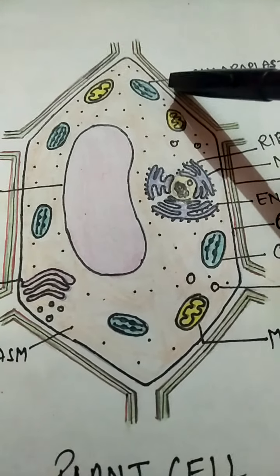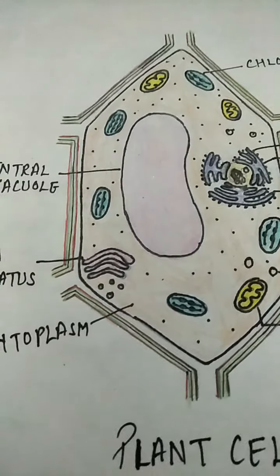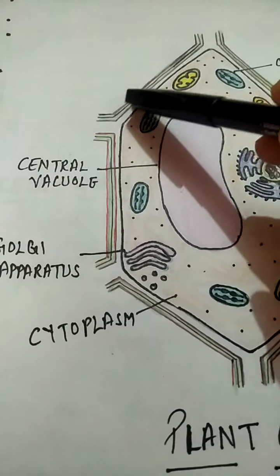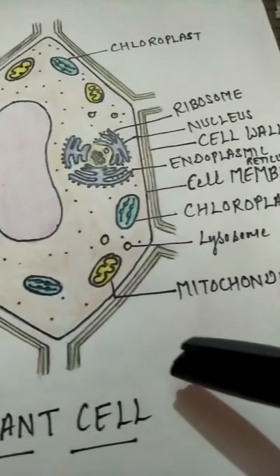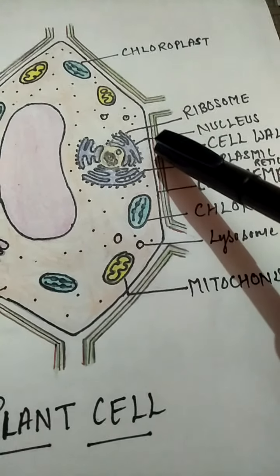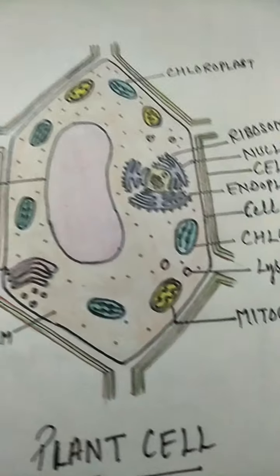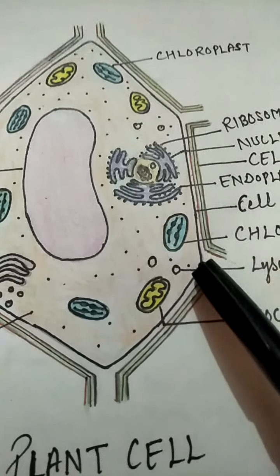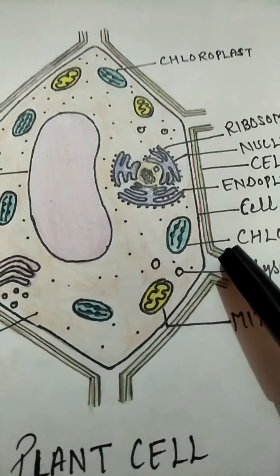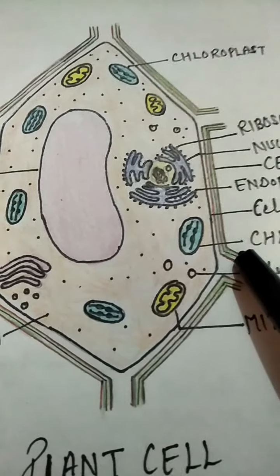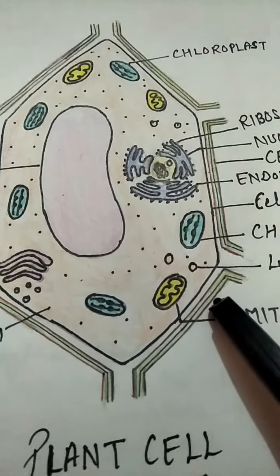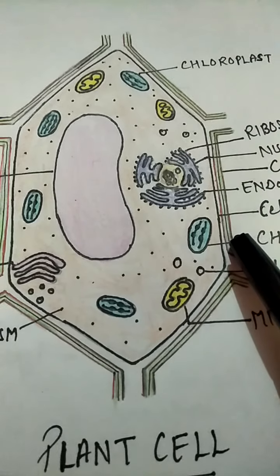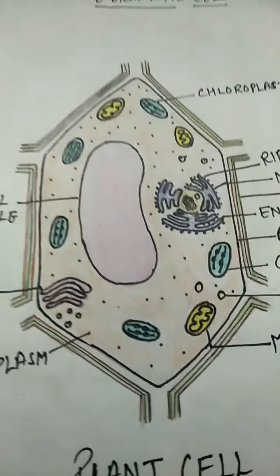This is cell wall, and this is the diagram of a plant cell. You can see here I have mentioned cell wall. It is present outside the plasma membrane, meaning it is an additional covering in case of plant cell, bacterial cell and fungal cell outside the plasma membrane.